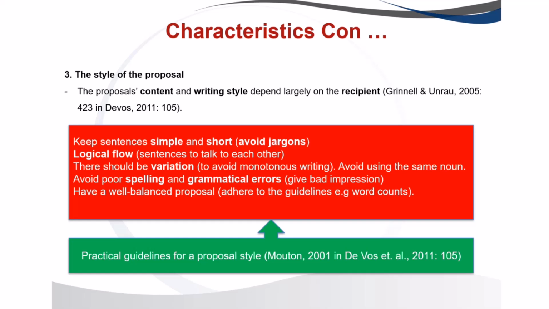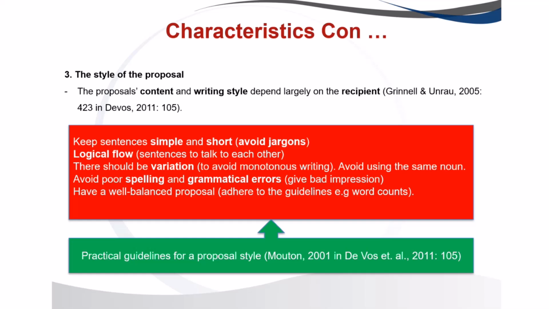Avoid monotonous writing. I've seen some of the students, especially at the honors and let alone master's level, who always, when they write, like to start sentences by saying, according to John, according to Peter, according to Mavis, according to this person. It's monotonous. You need to vary, okay? You need to avoid using the same noun.